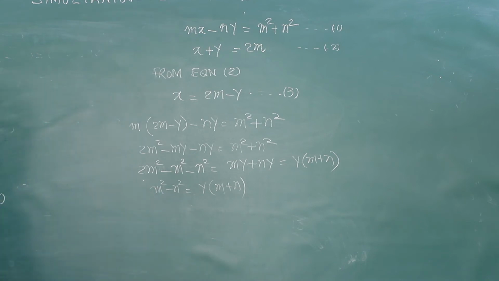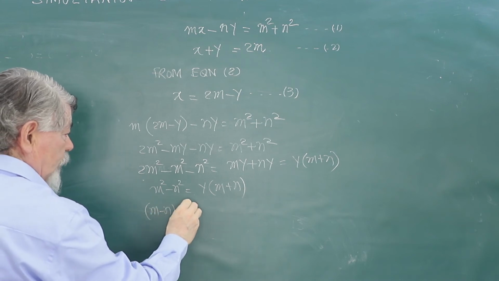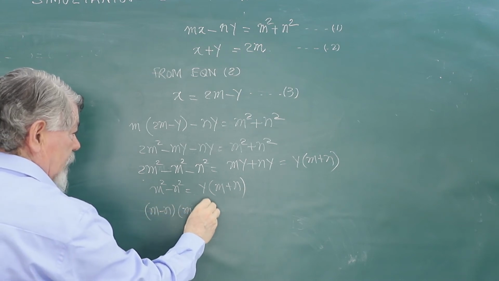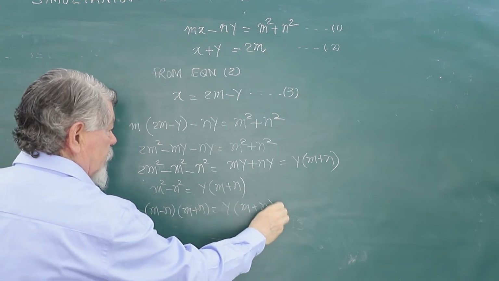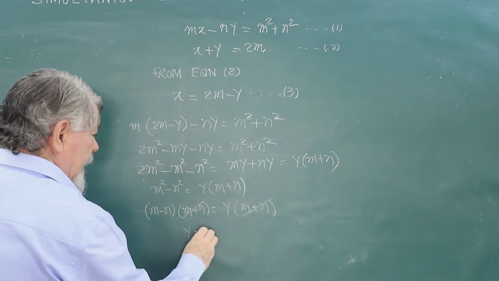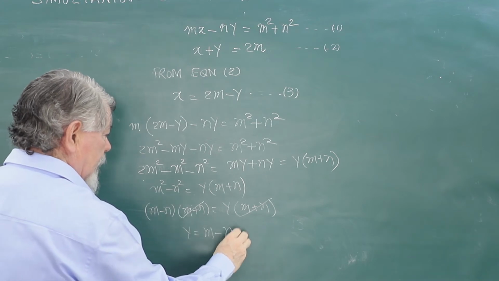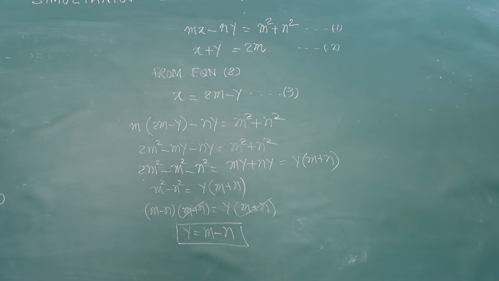You know what are the factors of m square minus n square? Factors are (m minus n) into (m plus n) is equal to y into (m plus n). So this m plus n, m plus n will cancel, and the value of y will become m minus n. This is the value of y. I have calculated the value of y.